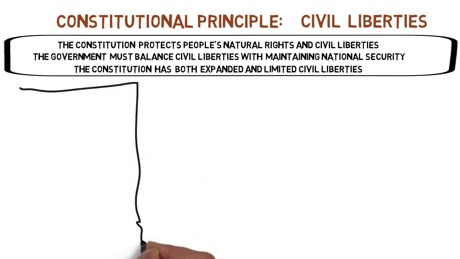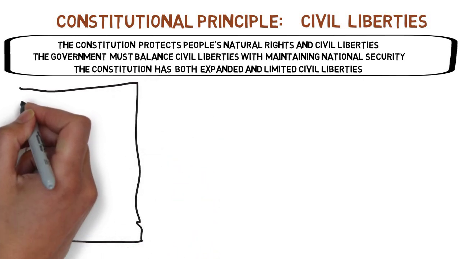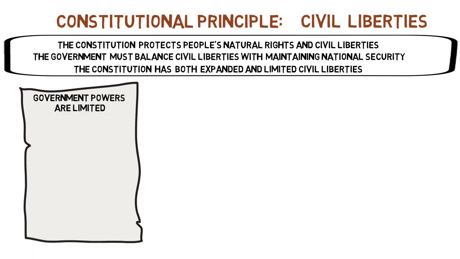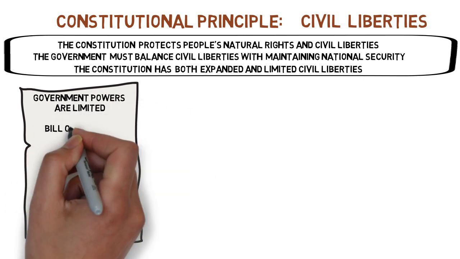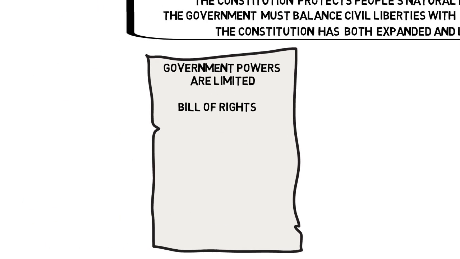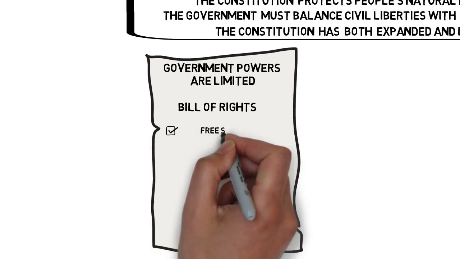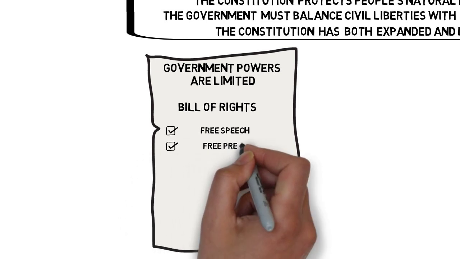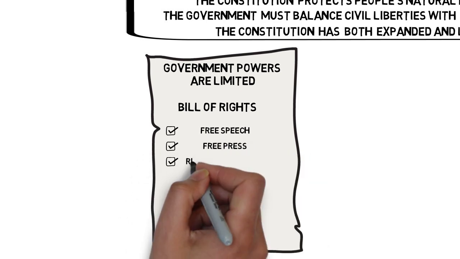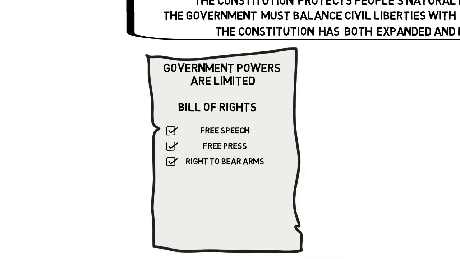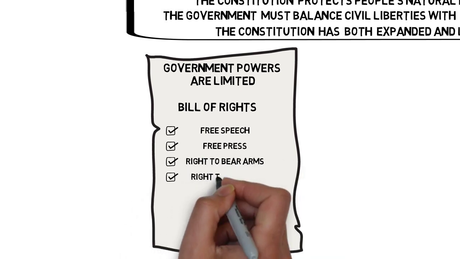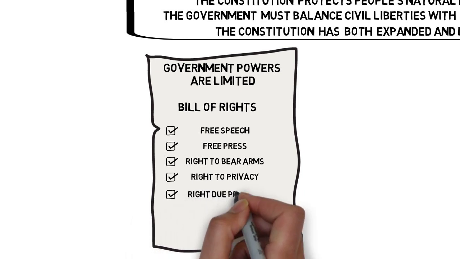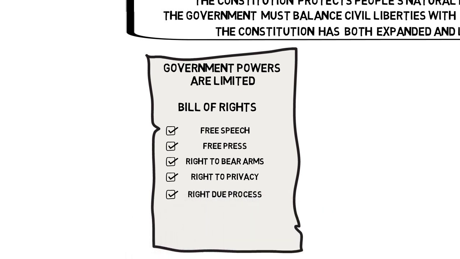So how does the Constitution protect civil liberties? Well, the very idea of a Constitution, by definition, limits the power of government. And most of our civil liberties are found in the Bill of Rights. The first 10 amendments list several rights that the federal government cannot violate, such as freedom of speech, freedom of press, right to bear arms, and the right to privacy. The Bill of Rights also guarantees the rights of due process, meaning that everyone has basic legal protections.